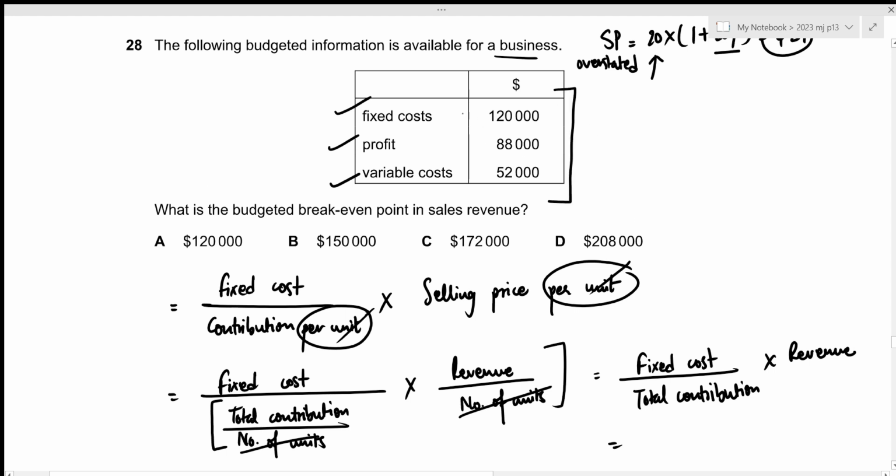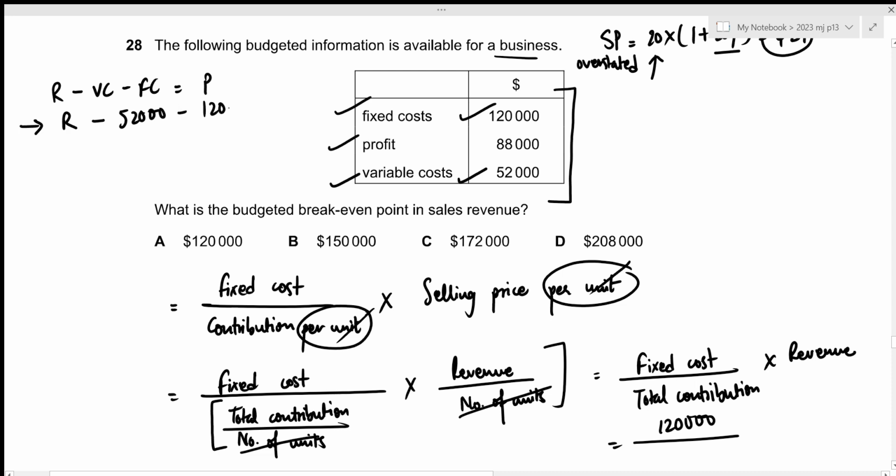Okay, so we have the fixed cost of 120,000. We need to figure out the total contribution. Okay, so we know that revenue minus variable cost minus fixed cost will result in profit. We are not given information regarding revenue. The variable cost is 52,000. The fixed cost is 120,000 and the profit is 88,000. So our revenue will just be 88,000 plus 52,000 plus 120,000, which gives the total to be 260,000.